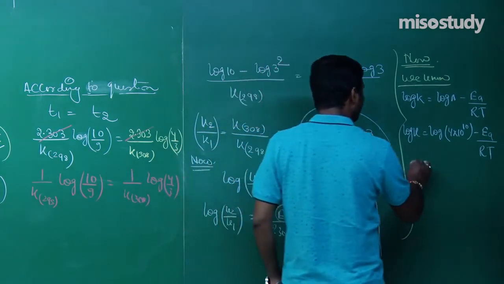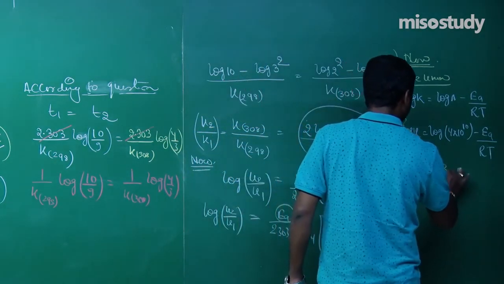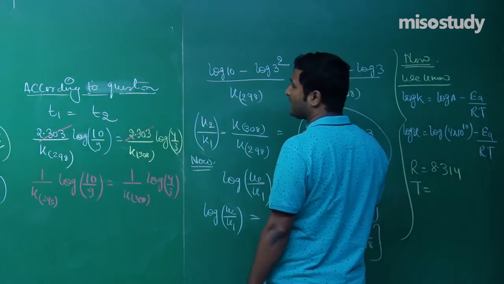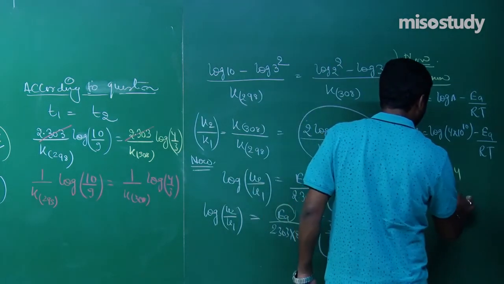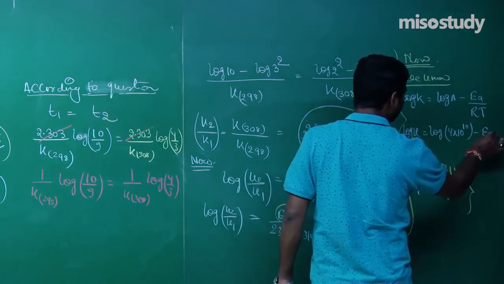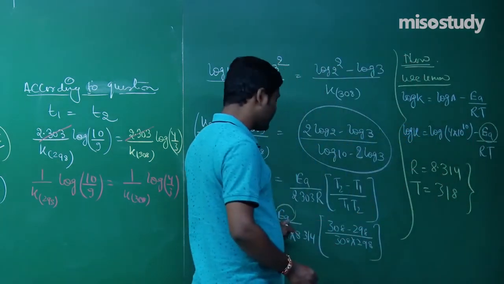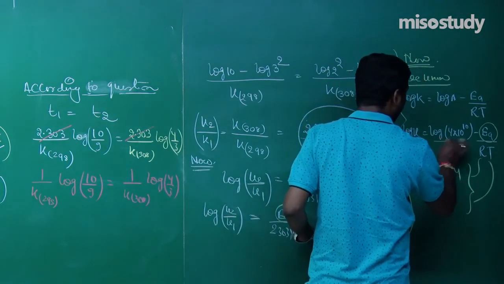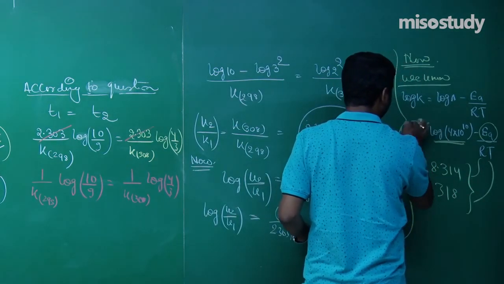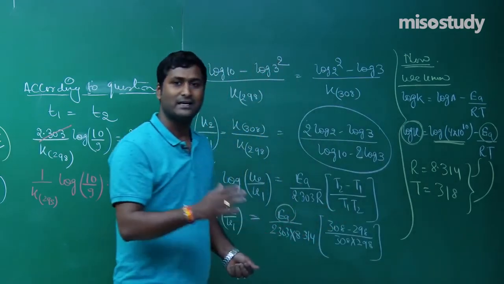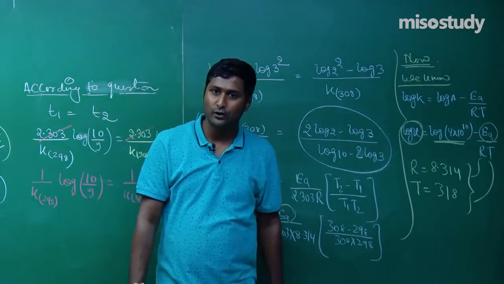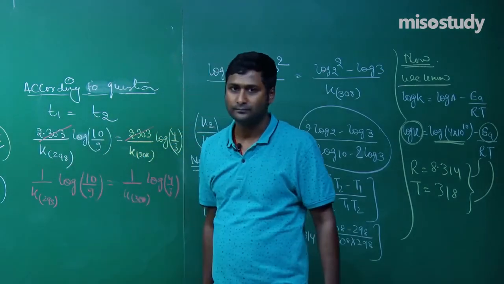Now put the value of R, which is 8.314, and T is given here, 318. Now you can easily get it: EA you have from the earlier equation, R you have, T you have, and log A you have. Now you can get the value of log K. These are the questions. I think the calculation part you can do. Clear to you?